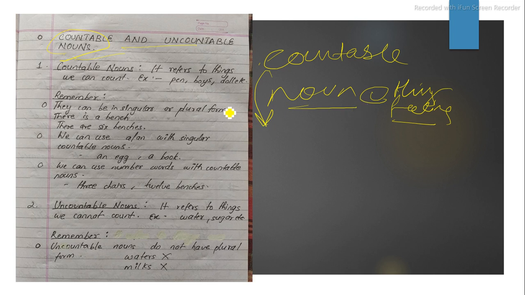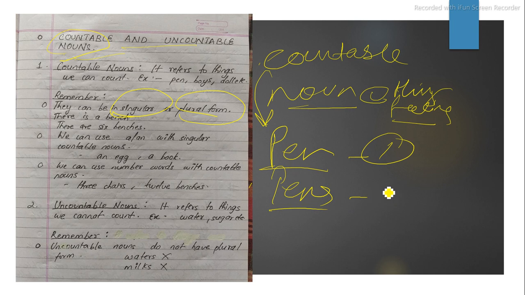In this you will see that countable noun can be singular, it can be plural. For example, when you're talking about pen, this is a single pen that we're talking about. When I'm writing pens, I'm writing it plural, right? So you know the difference between singular and plural. So countable noun can be both singular and plural. For example, there is a bench, but this becomes a singular. There are 6 benches, and this becomes the plural. So 6 benches, a bench, these are countable nouns.